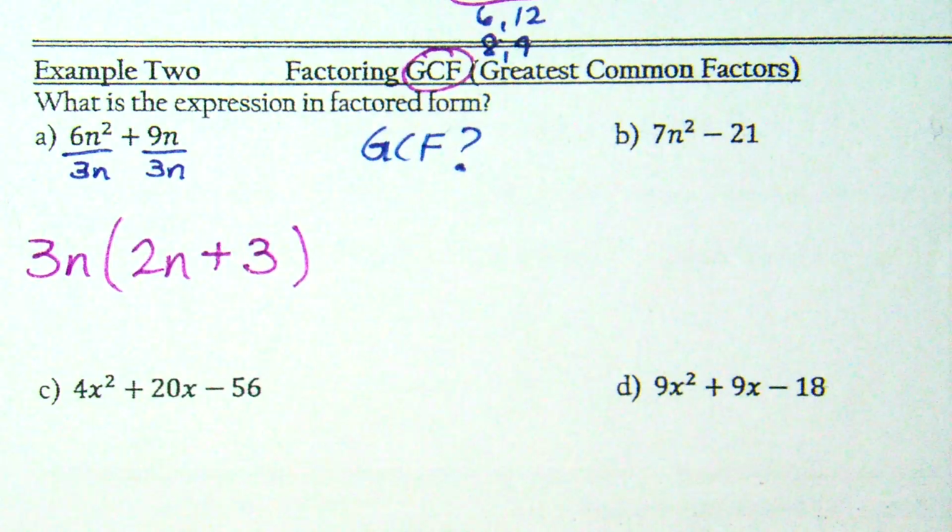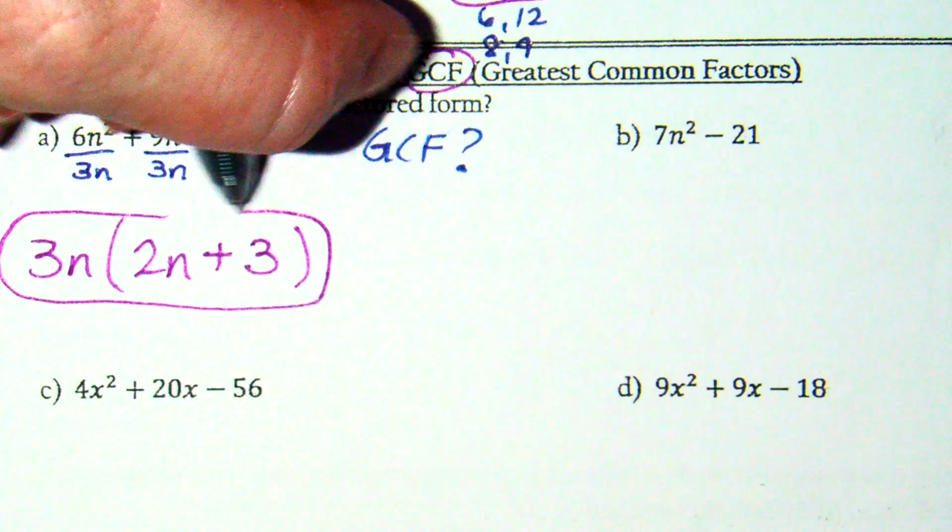Okay, we got our GCF. The question you always want to follow up on is, is there any other type of factoring that could be done? In this case, 2n plus 3 is just a basic binomial. I couldn't factor it like we did up above. So we are done right there. Questions there?